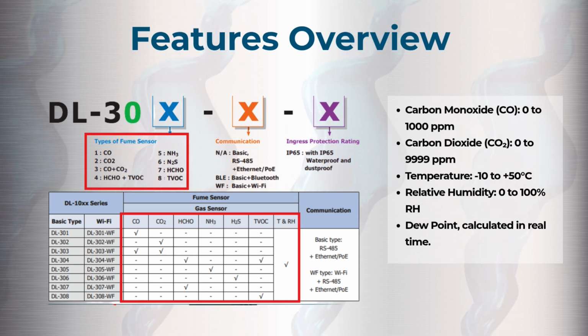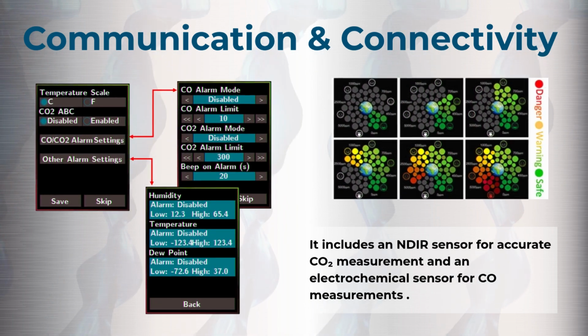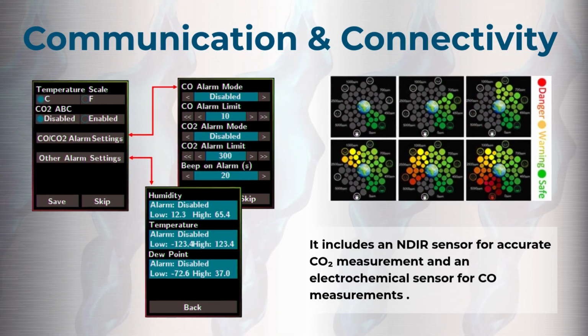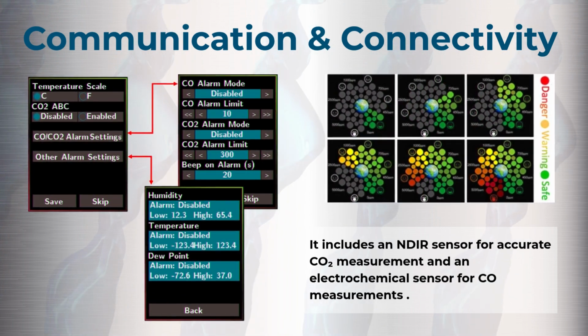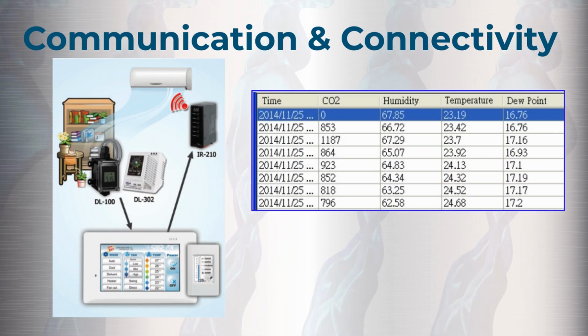The DL-300 series features a large 2.8-inch LCD touchscreen that displays multiple air quality parameters simultaneously. You get real-time readings for carbon monoxide, CO, carbon dioxide, CO2, temperature, -10 to 50 degrees Celsius, relative humidity, and dew point, calculated in real time. It includes an NDIR sensor for accurate CO2 measurement and an electrochemical sensor for CO measurements. Data is time and date stamped, and the module can store up to 450,000 records.